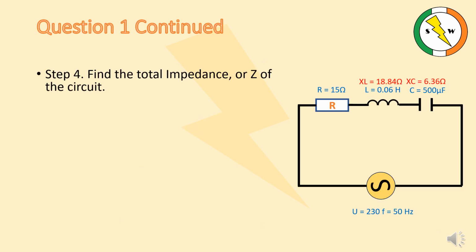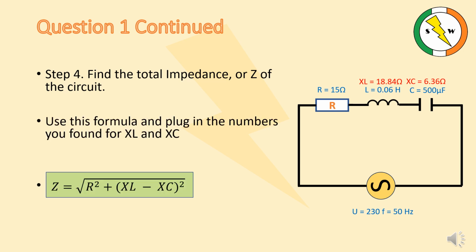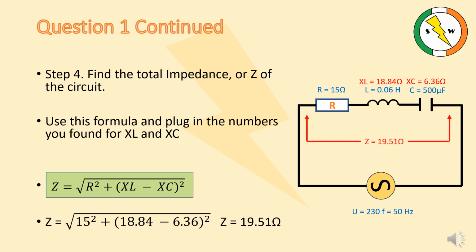Step 4. Find the total impedance, or Z, of the circuit. Use this formula and plug in the numbers you found for XL and XC. Z equals the square root of 15 squared plus 18.84 minus 6.36 squared. Z equals 19.51 ohms.